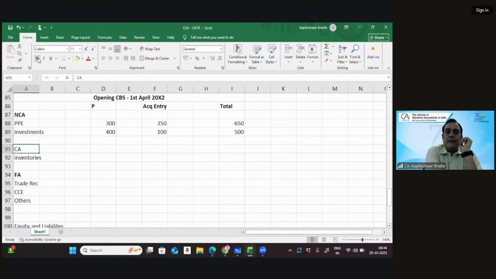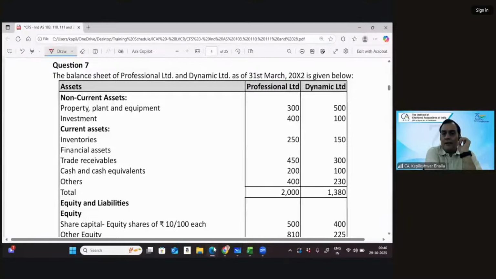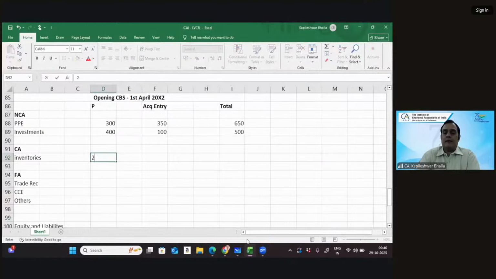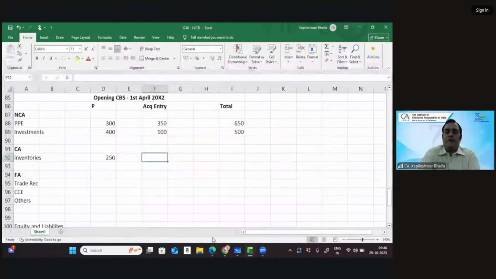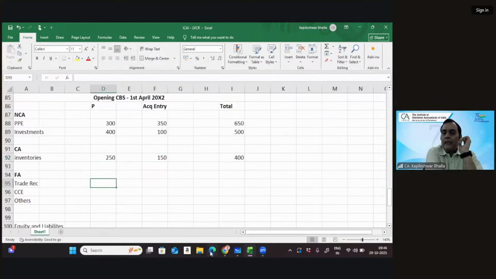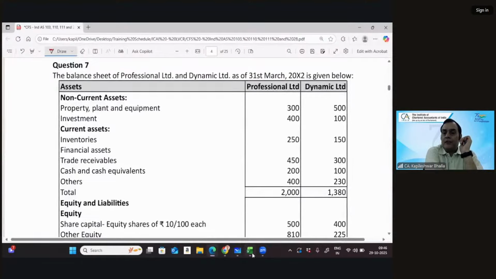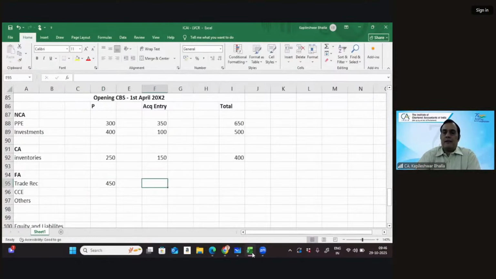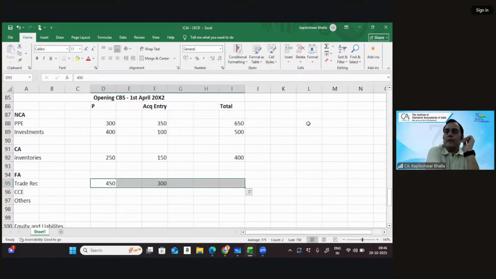Then I guess in the current assets, we've got inventories. And I guess the inventories are 250. And this is, I guess, coming to acquisition entry was, I think, 150. So we get the sum total of this, just incorporating the acquisition entry as it is. Then we got the trade receivables is 450, and that is 300. So we take the sum total of this, that works out at 750.